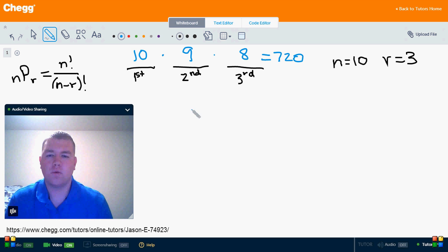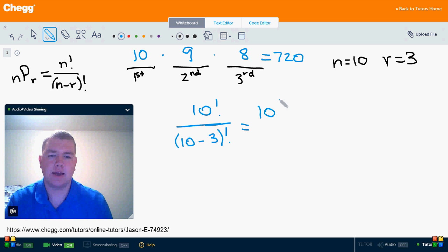So in our equation, we're going to have 10 factorial over 10 minus our r, which is 3. Let me fix that. There we go. And factorial there, which means we're going to have 10 factorial over 7 factorial.